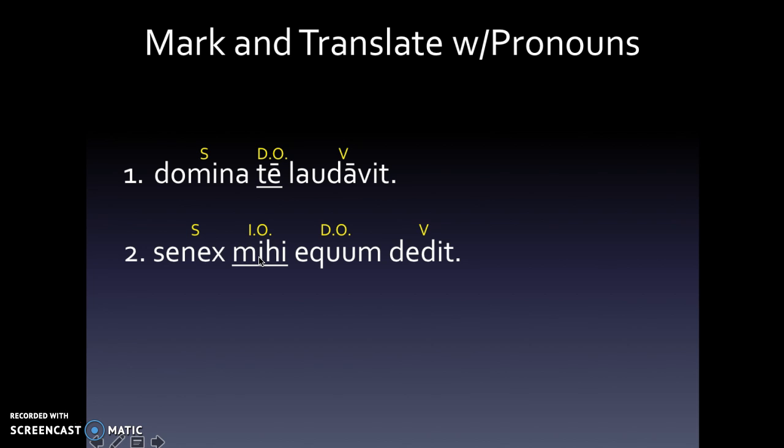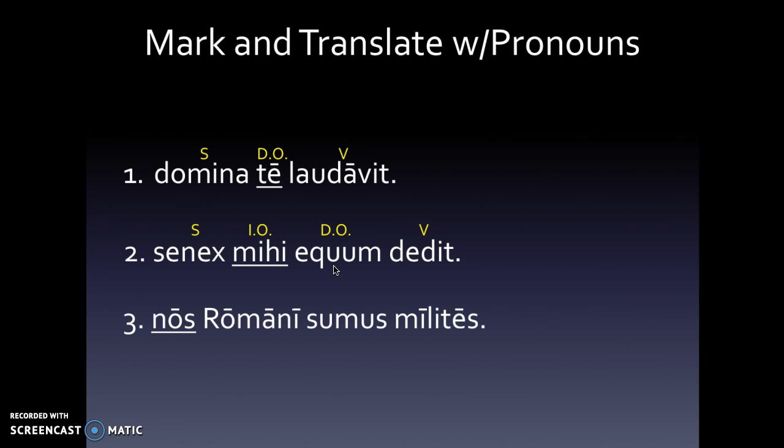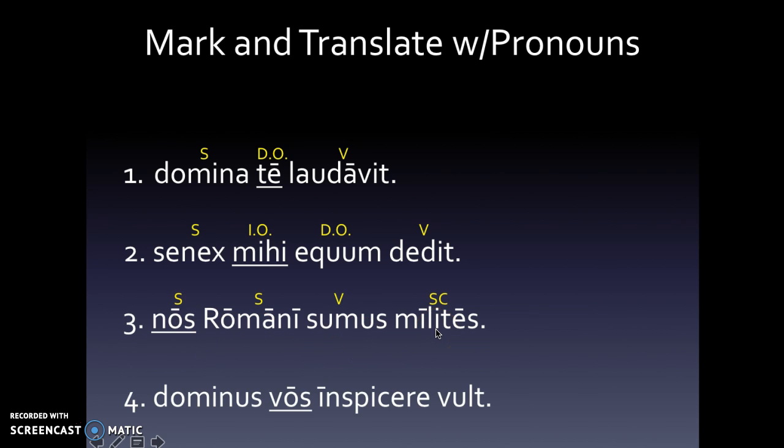In English, we can flip that around a little bit. We could say the old man gave me a horse. Either one is grammatically correct. Number 3, nos Romani sumus milites. This one can be a little confusing. The nos really here is just emphasizing the Romani. Those are both nominative plural, and they are together the subject. So, we Romans are soldiers.